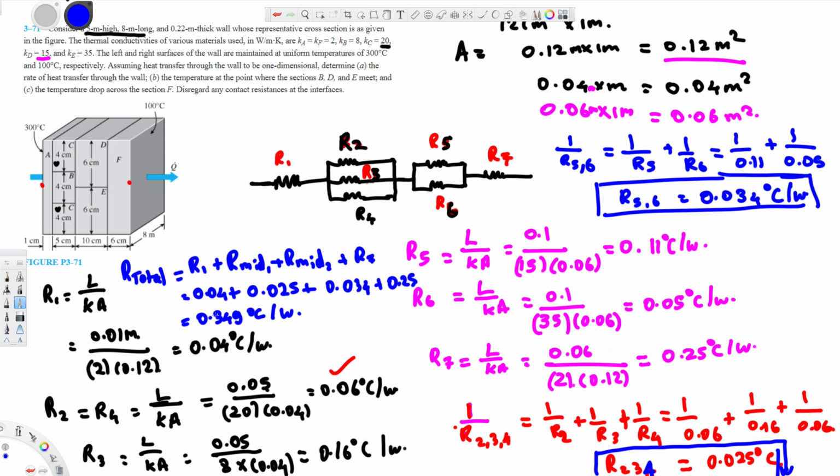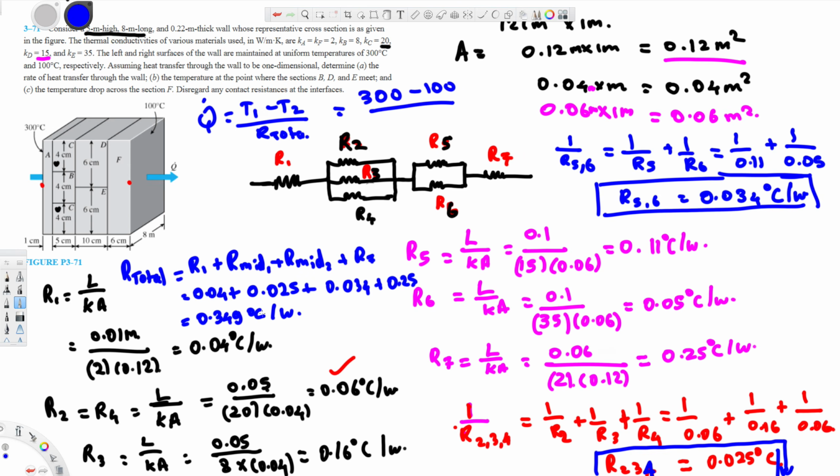Now we can go ahead and plug it into this equation. Heat transfer rate, that is Q dot, is equal to... here we don't have surrounding temperature, so we don't have to write T infinity 1. We can write this as T1 minus T2. So this is going to be T1 minus T2 over R total, right? T1 is 300 and T2 is 100, over R total.